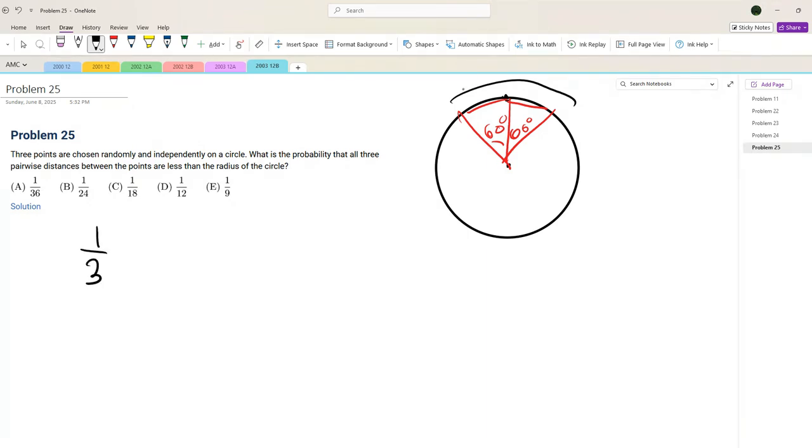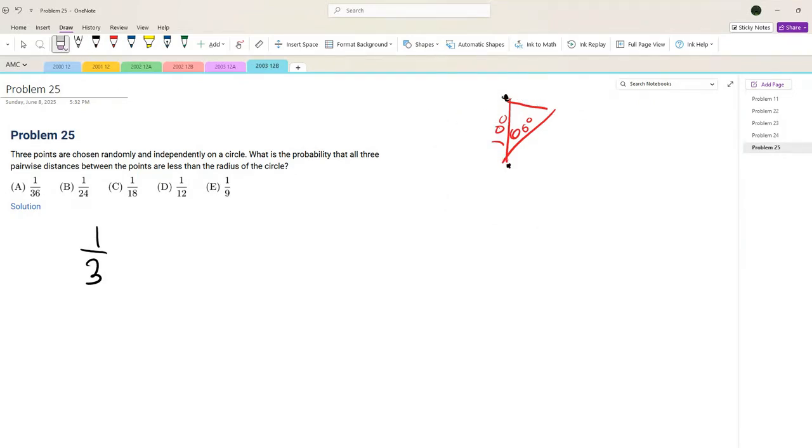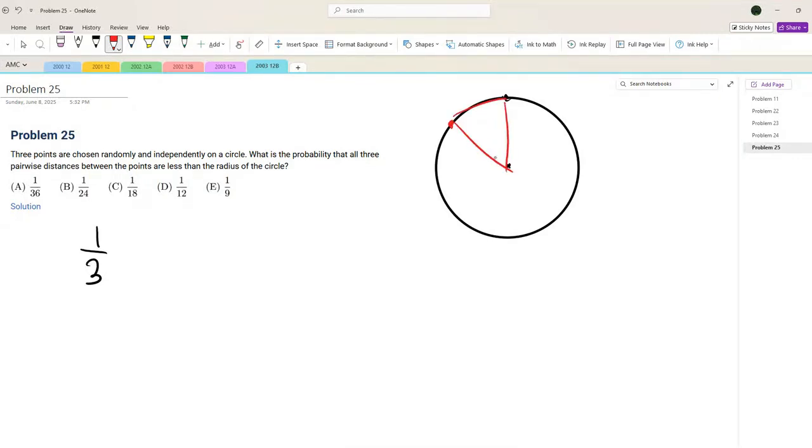On the other hand, the third point depends on the second point's placement. So the furthest the second point could be is 60 degrees away, which means in that case, the third point has to fall within this arc in order to have all the distances be less than the radius. So in the worst case scenario, the third point has 1/6 probability that it can land.